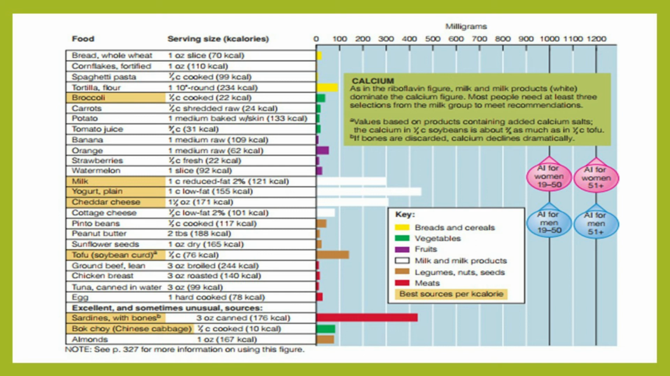For men aged 71 years and up, the recommendation is 1200 mg. For men aged 51 to 70 years, the recommendation is 1000 mg. For men aged 31 to 50 years, the recommendation is 1000 mg. And for men aged 19 to 30 years, the recommendation is 1000 mg.